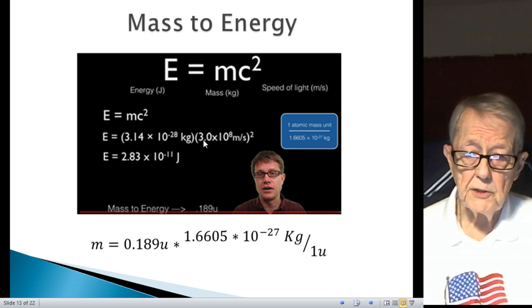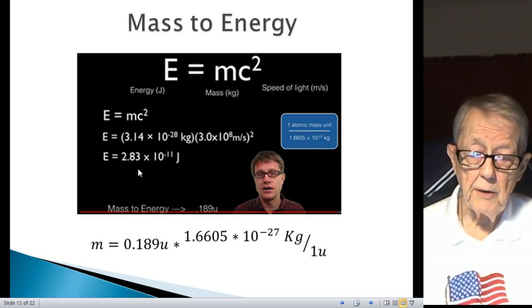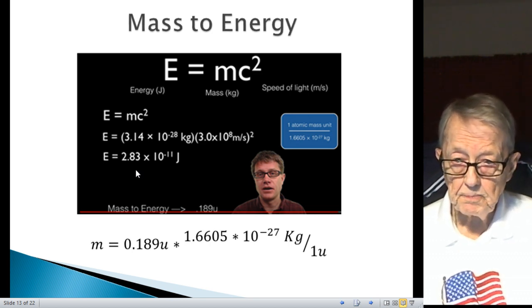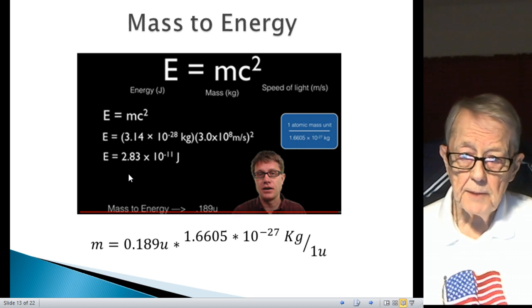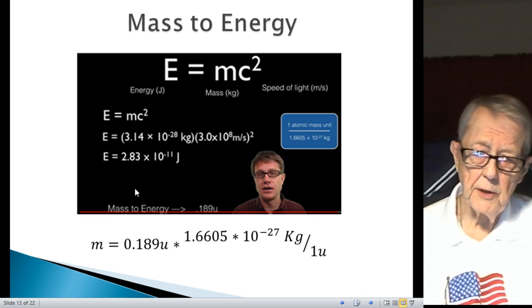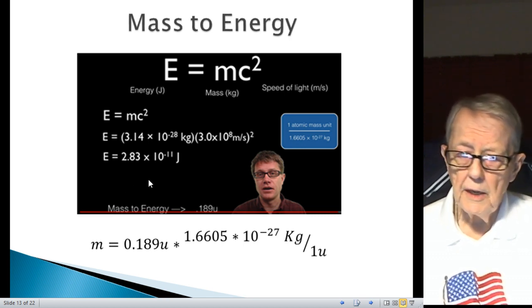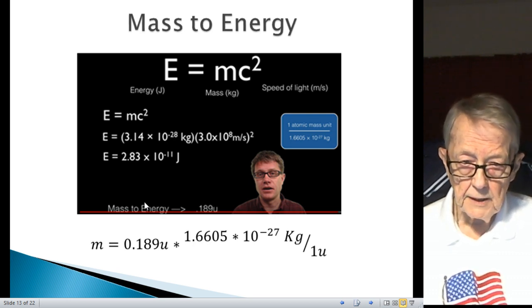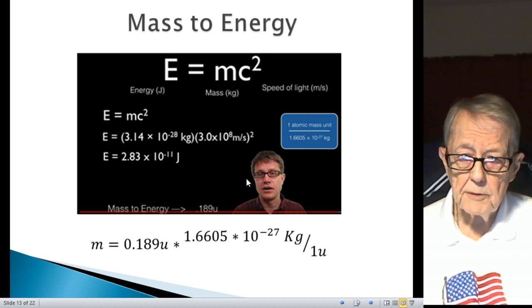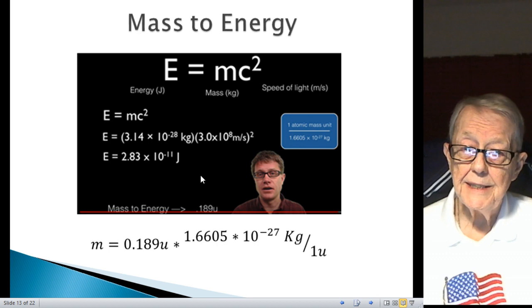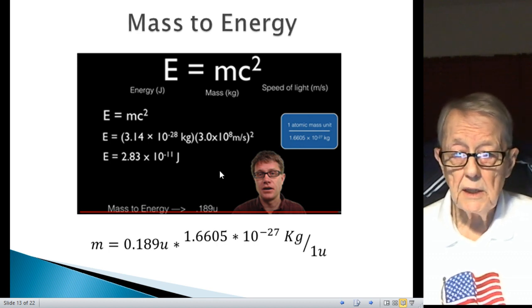So now you have mass, you have the speed of light squared, and the energy released by this mass is 2.83 times 10 to the 11th joules. It's pretty small, but when you have a nuclear reaction, you have lots of chain reactions going on, and they're claiming it can add up. So they calculate the mass using this ratio and the energy using E equals mc squared, and this is the energy that is released to heat the water.